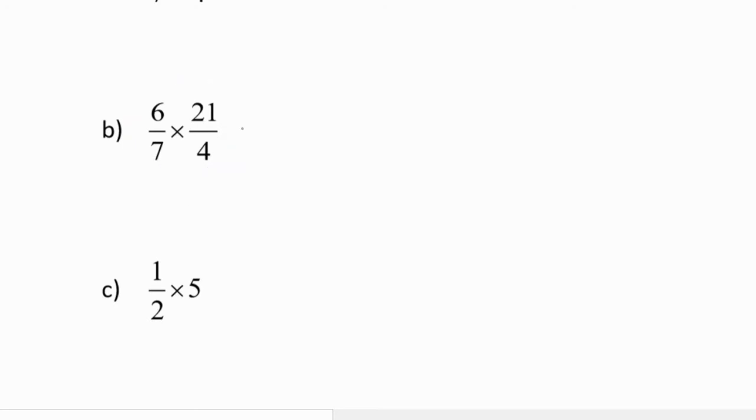So let's multiply those two fractions. 6 times 21 is 126. 7 times 4, that is 28. Is this reducible? Yes, we can reduce top and bottom by, let's try 2 first. If you divide it by 2, then that becomes 63 over 14, because you're dividing by 2.